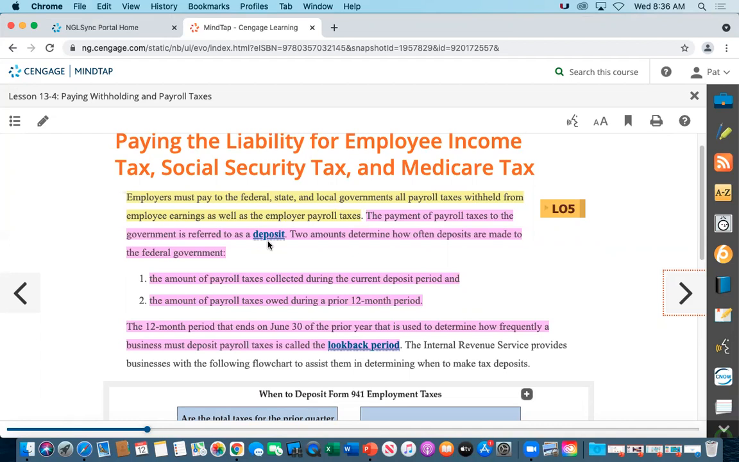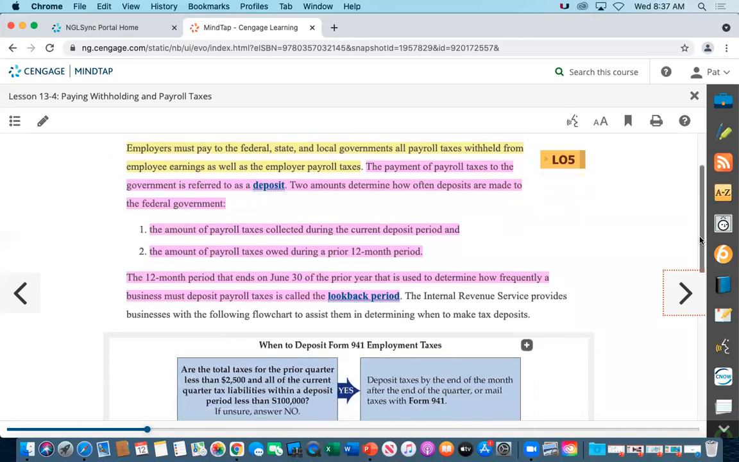They call them deposits because some companies will have to pay quarterly. Some will have to pay monthly. Some will have to pay all the time, more frequently. And for our purposes, we'll be collecting payroll and paying it out periodically, every 2 weeks, every month. Employers must pay federal, state, and local payroll taxes that are being withheld from employee earnings. That's something that you guys should be used to. They're always making a point of saying this isn't optional. These are things we have to do.